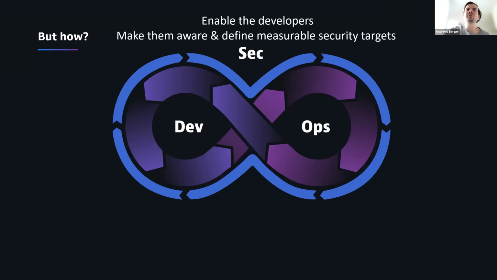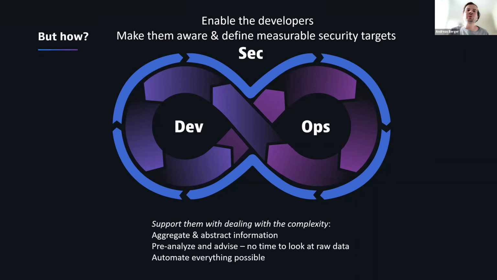So enable the developers, make them aware, that means also training, and then we need to define measurable security targets to make sure that we're all on the right track. That means, in other words, we need to scale security, right? So it's not anymore a topic of the 15 people in the security department, but it's something that relates to all the 500 people in the R&D environment.